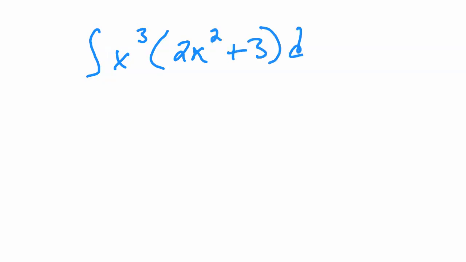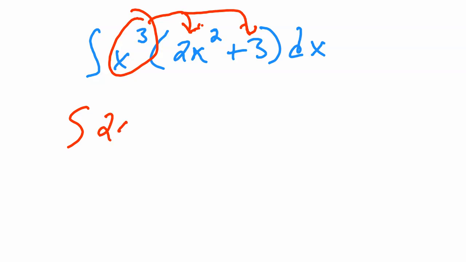The antiderivative of x cubed times 2x squared plus 3 with respect to x. The question is, can we handle this in section 4.1? And the answer is we can handle it if we try and make this look like forms that we can handle. So if I multiply this through, I could certainly do that. Then I'm going to have the antiderivative of 2x to the 5th with respect to x plus 3x cubed.